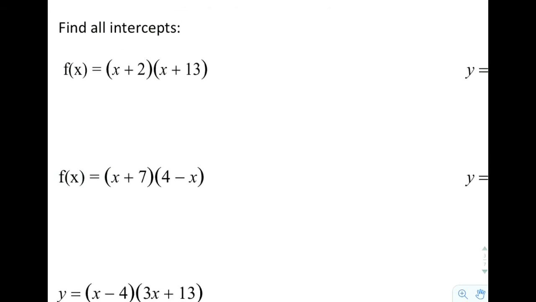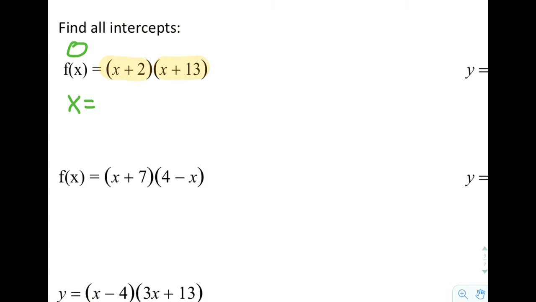In this first example, the x-intercepts are the things that cause y, or f of x, to be 0 when you plug in this particular value of x. So what values of x could you plug in to make the answer 0? Since they're being multiplied, this group is being multiplied by this group, all you have to do is make one of the groups equal 0, because 0 times anything is 0. So you just have to find a way to make one of these groups equal 0.